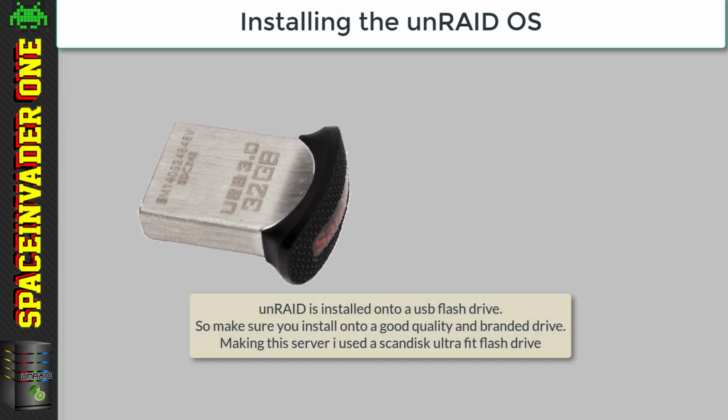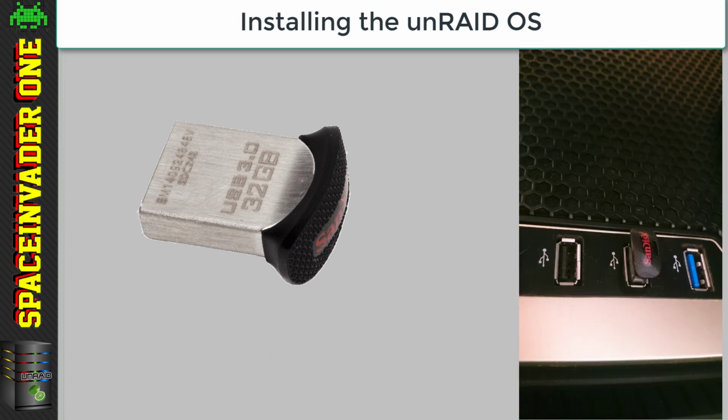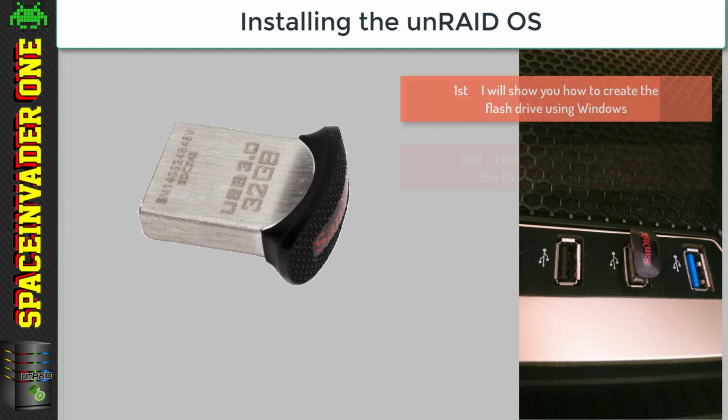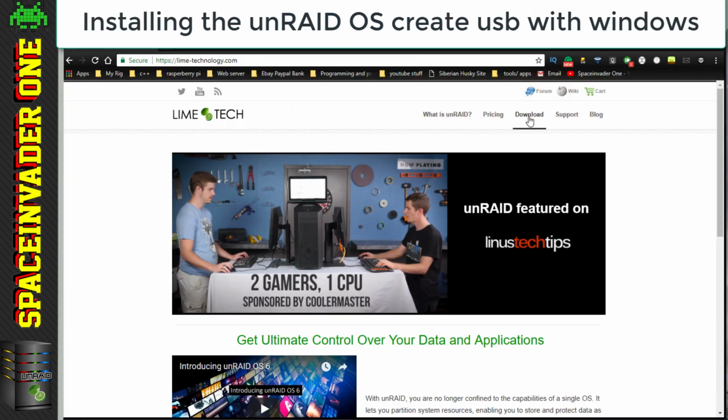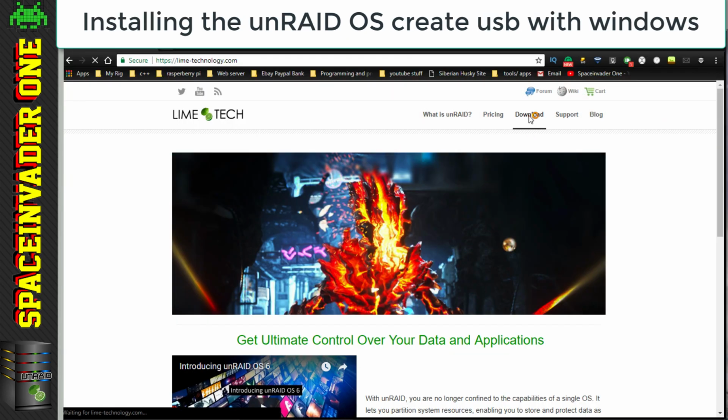Okay, unRAID installs onto a USB stick, and I really like the SanDisk UltraFit drives. They're really small and slim and don't stick out much from the case. First we'll go through how to create the flash drive on Windows, and then we'll go through how to create it on OS X. Okay, so head across to the Lime Technology website and click on Download.